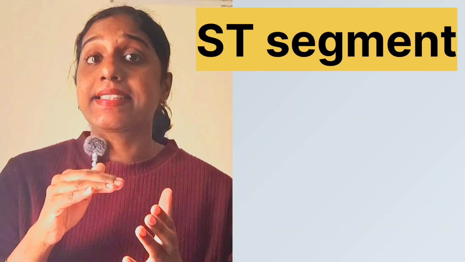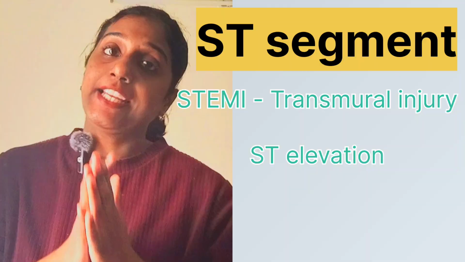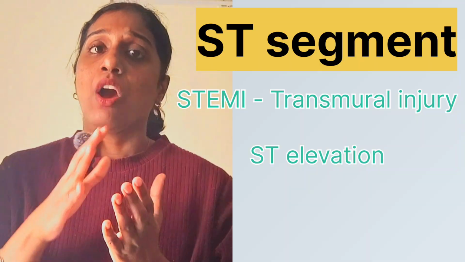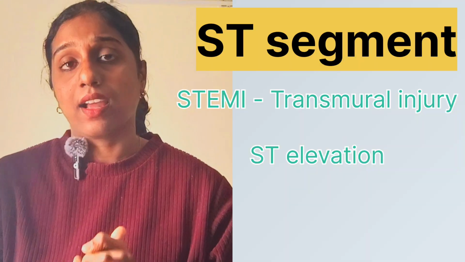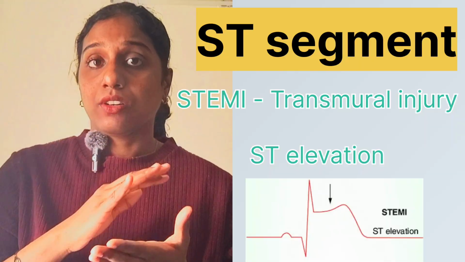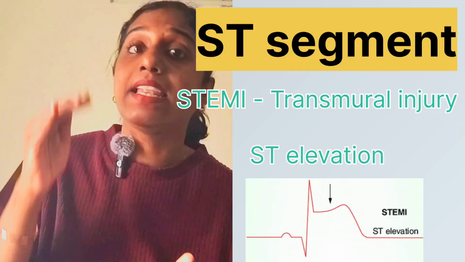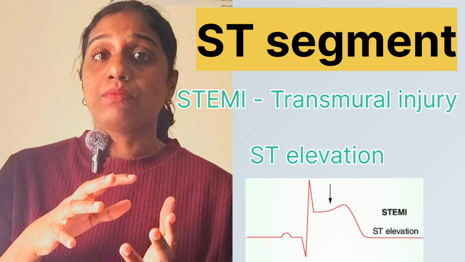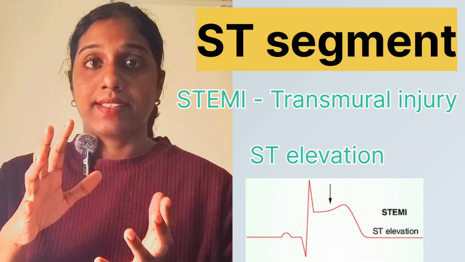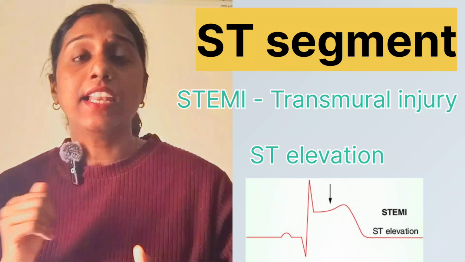So in case of STEMI, we will get an ST elevation. That is because in STEMI, it causes transmural injury. Transmural injury means all the layers of the heart are affected. All three layers of the heart are affected, the full thickness. So we will get an ST elevation. That is, it will take time to get depolarized; slow depolarization takes place, and we will get an ST elevation.